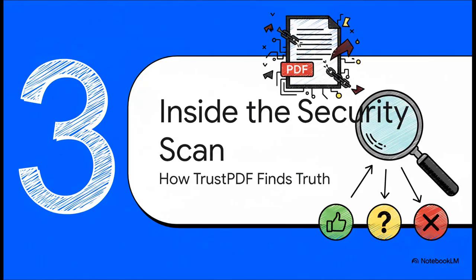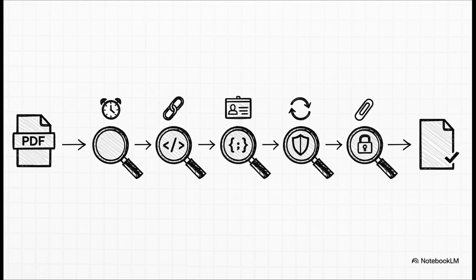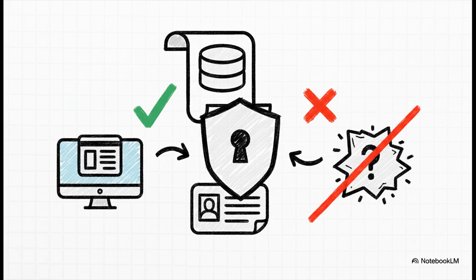So how exactly does it play detective? Well, let's go inside the security scan to see how Trust PDF finds the truth. And don't worry, we're not going to get lost in the code or anything, but we are going to look at the purpose behind its key checks. Trust PDF runs this comprehensive 8-point inspection on every single file. And this isn't just a quick glance. No, it's a methodical, step-by-step investigation that covers everything from the document's creation history all the way down to its very digital foundation. Let's look at a specific example to see what I mean.